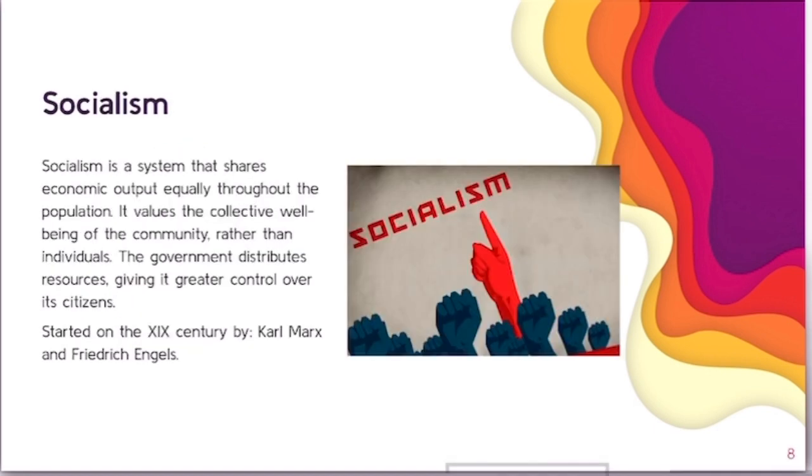And we also have another economic system that is socialism. This is a system that shares economic output equally throughout the population. It values the collective well-being of the community rather than individuals. The government distributes resources, giving it greater control over its citizens. This economic system started in the 19th century by Karl Marx and Friedrich Engels.